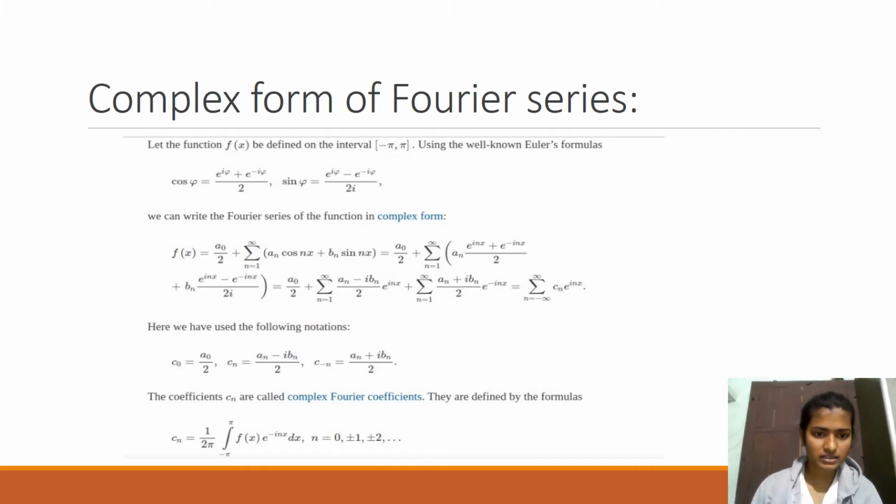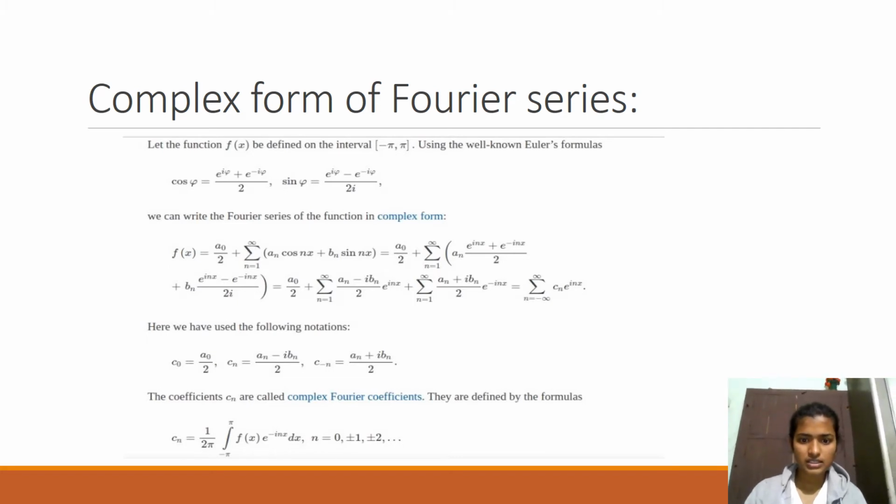So from that formula, we can write the Fourier series of the function in complex form like this. After the calculation, we will get the Fourier series in complex form. It will be like Cn e to the power i n z, where n goes from minus infinity to infinity, and here we have used the following notations also.